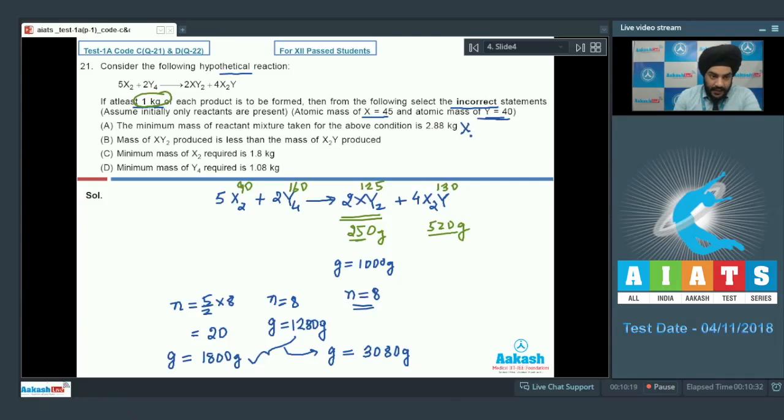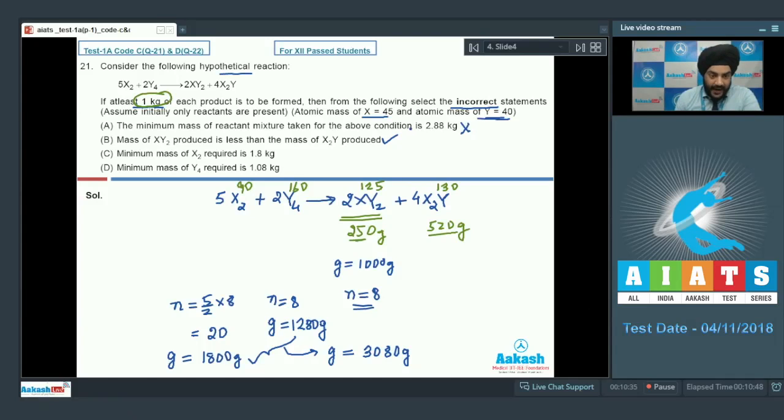Let us look at statement B. Mass of XY2 produced is less than mass of X2Y produced. This statement is correct, students. We can see that for every 520 grams of X2Y, the mass of XY2 formed is only 250 grams. So this statement is correct.